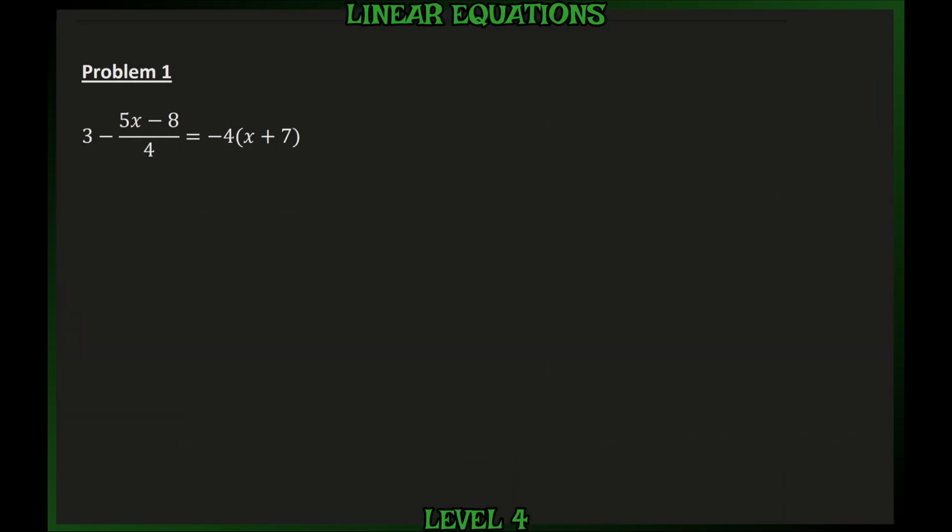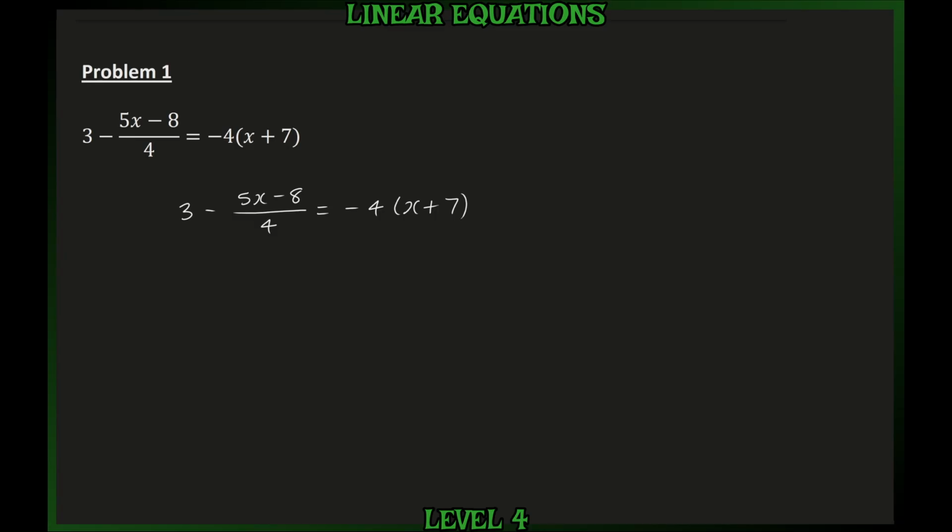In problem 1, we're solving the equation 3 minus (5x minus 8) all over 4 is equal to minus 4 multiplied by (x plus 7). Now there are different things that we could do to start off here. The first thing I'm going to do is expand the bracket on the right.